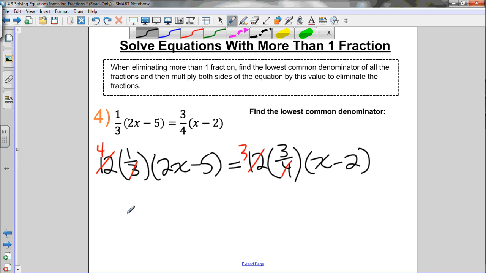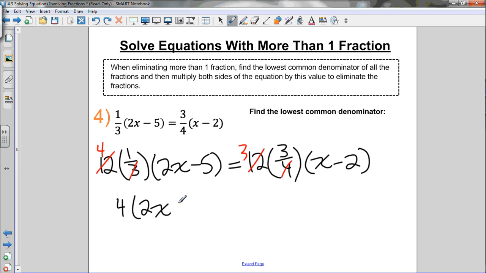So here I have 4 times 1, which is 4. I need to multiply that by 2x minus 5. And here I have 3 times x minus 2. 3 times 3 is 9. I need to multiply that by x minus 2.